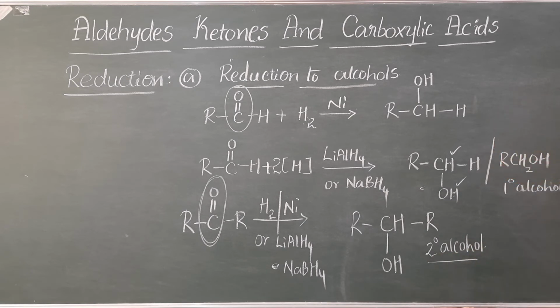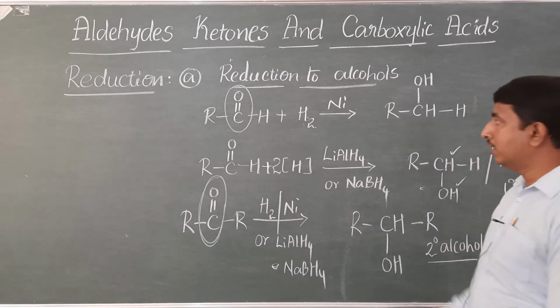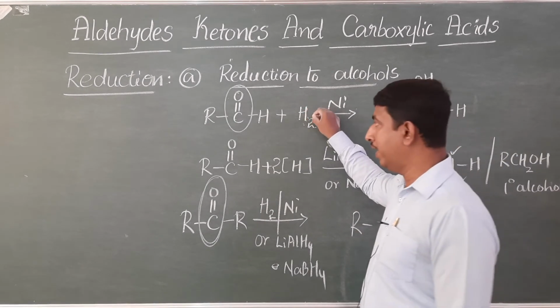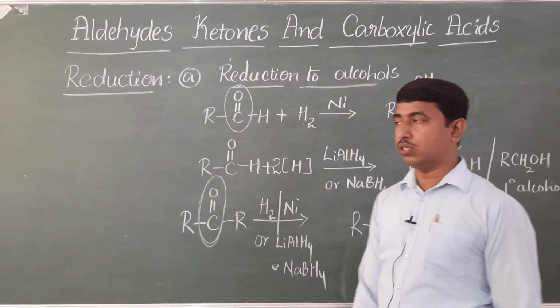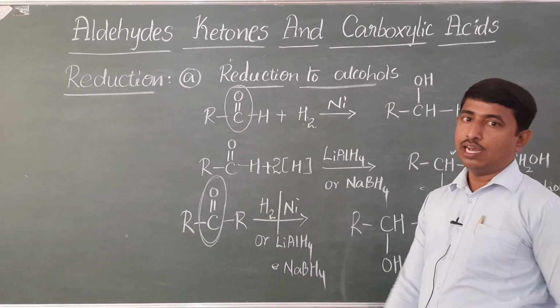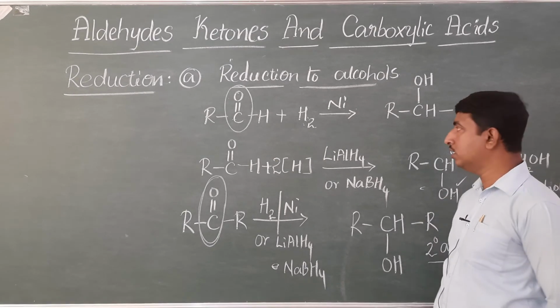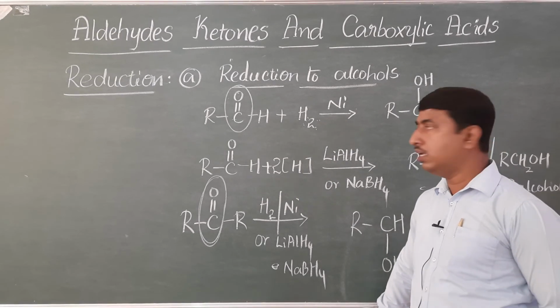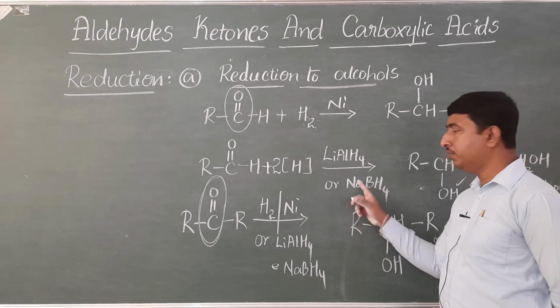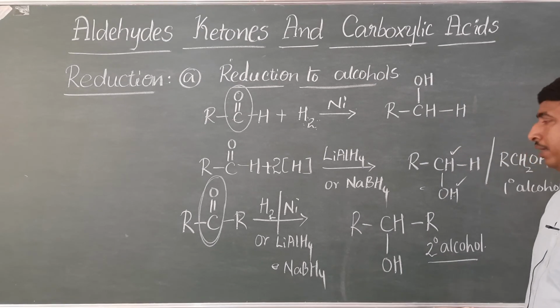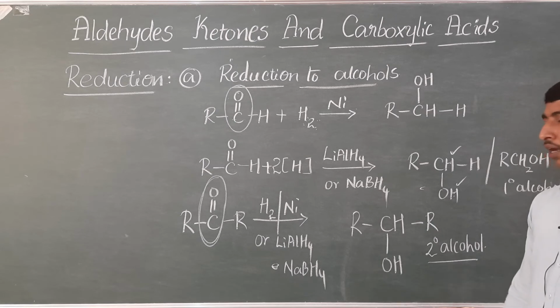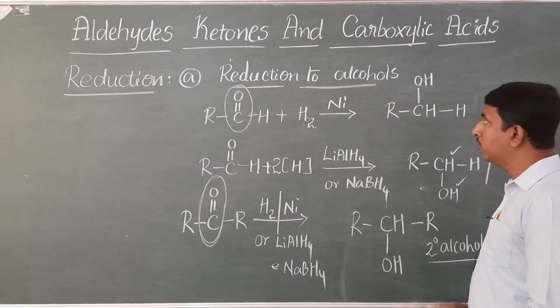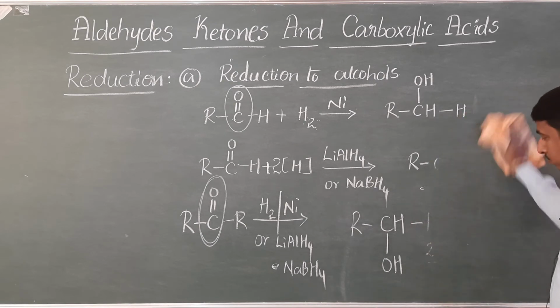So reduction of aldehyde produces primary alcohol. Reduction of ketone produces secondary alcohol. What is reduction? Addition of hydrogen across the multiple bond, that is the carbon oxygen multiple bond. For reduction, either we can use catalytic hydrogenation, that is passing hydrogen gas in the presence of catalysts like nickel, platinum or palladium, or we can use reducing agents like lithium aluminum hydride or sodium borohydride. This is about reduction to alcohols.